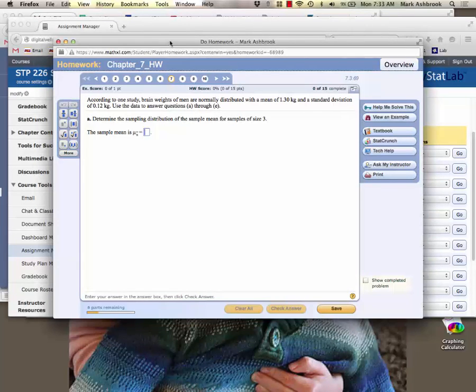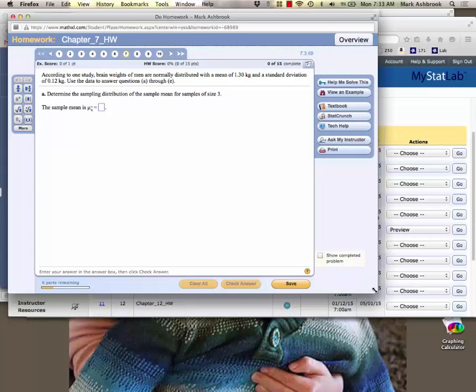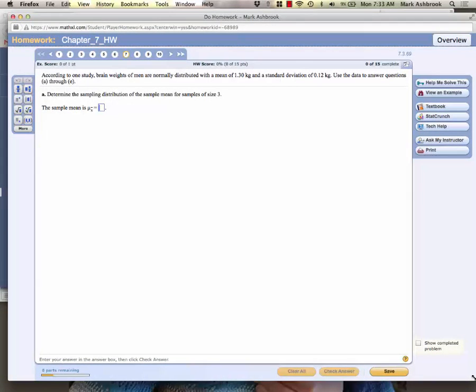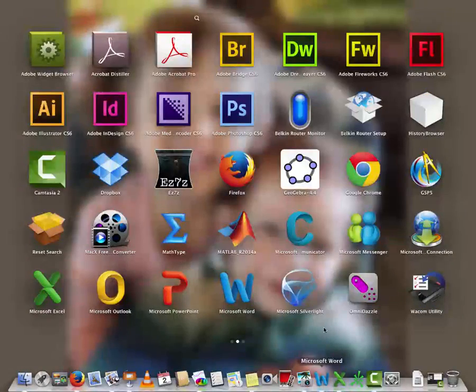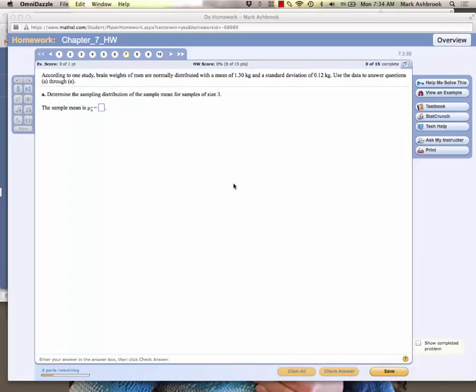Okay. So I can't make it any bigger, so I'll write out what's crucial here. It says, according to one study, the brain weights of men are normally distributed with a mean of 1.3 and standard deviation of 0.12. So is this population or sample data? So it says a mean of 1.3, and a standard deviation of 0.12.